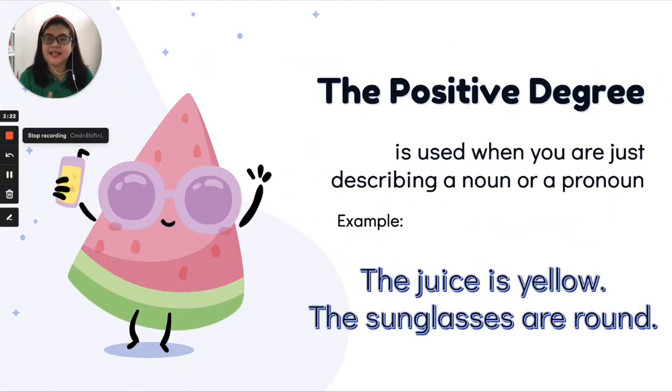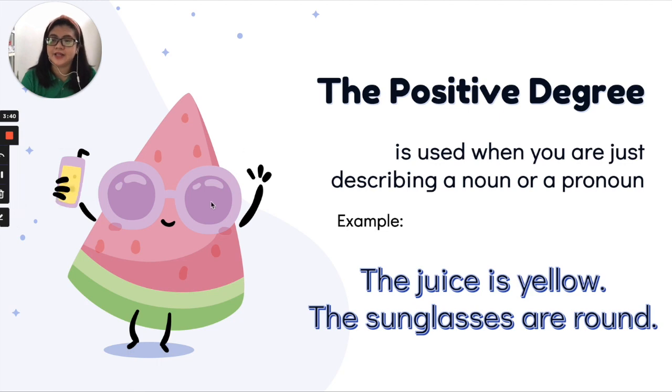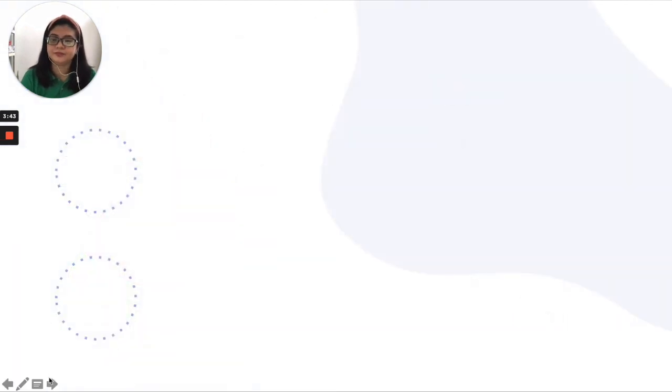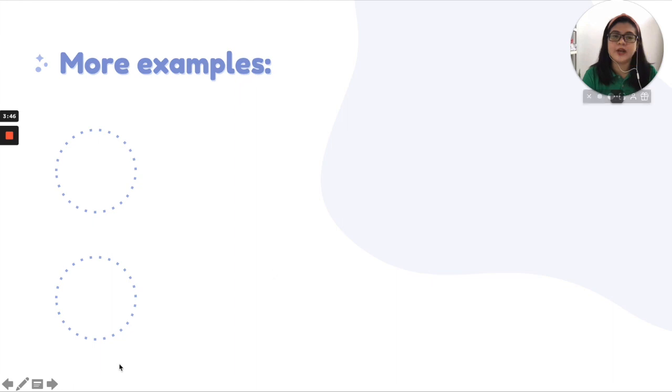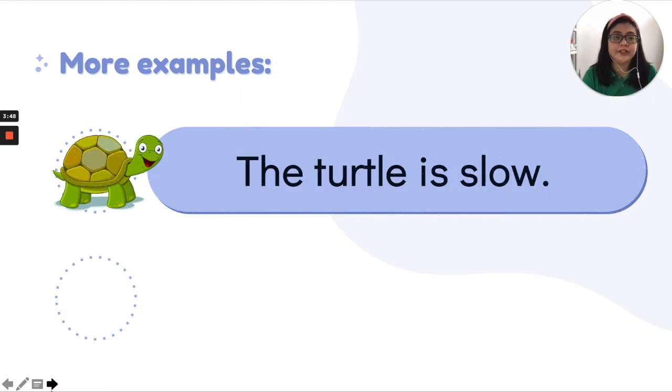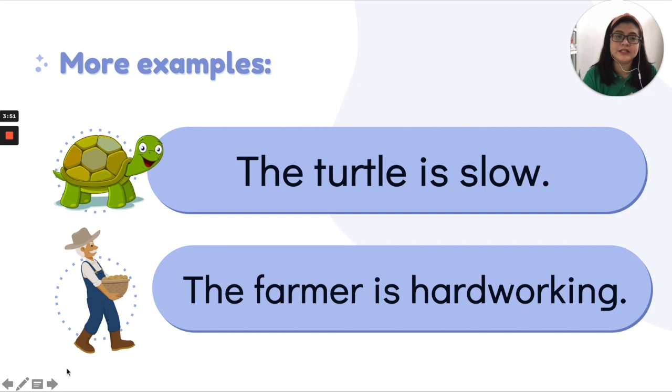The positive degree is used when you are just describing a noun or a pronoun. Example, the juice is yellow. The word yellow here is your adjective. The sunglasses are round. The word round here is your adjective. Now let's have more examples. The turtle is slow. The farmer is hardworking. These are all examples of positive degree of adjective. You just describe them. You're not comparing anything.